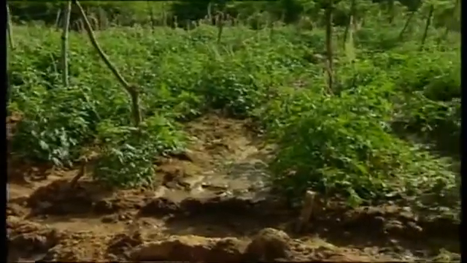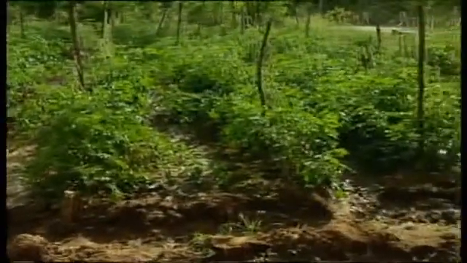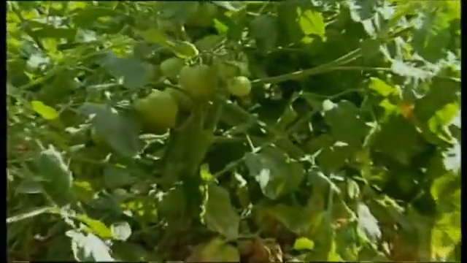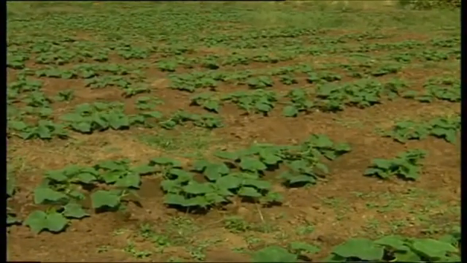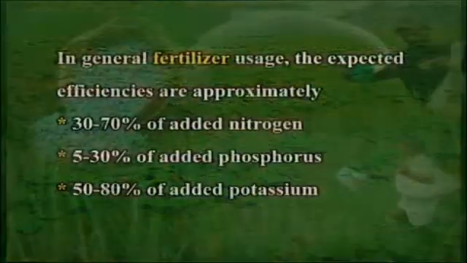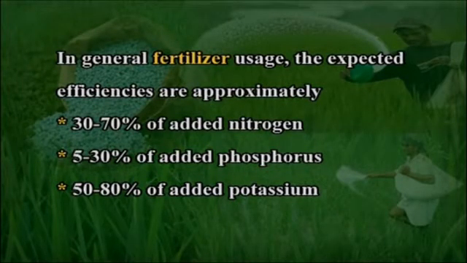Fertilizer efficiency is defined as the percentage of added fertilizer that is actually used by the plants. It is assumed excess nutrients are not absorbed and that all absorbed nutrients were necessary for increased yields. But these assumptions are not always true. In general fertilizer usage, the expected efficiencies are approximately 30 to 70% of added nitrogen, 5 to 30% of added phosphorus and 50 to 80% of added potassium.